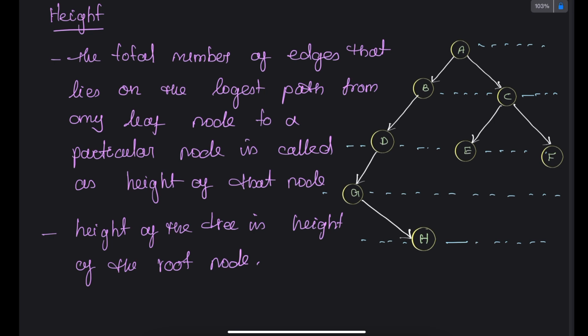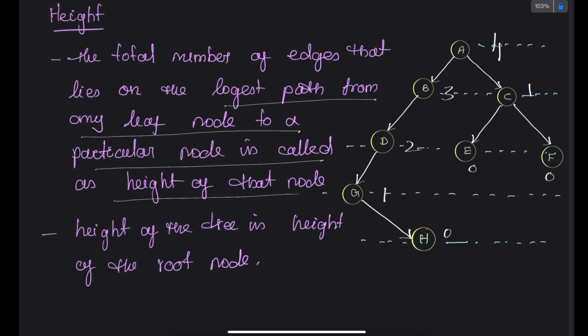The total number of edges that lie on the longest path from any leaf node to a particular node is called the height of the node. The height of the tree is the height of the root node. For example, according to this diagram, H's height is 0, G's height is 1, D's height is 2, E's height is 0, F's height is 0, C's height is 1, B's height is 3, and A's height is 4. Which means the longest path from any leaf node to a particular node is the height of the node.